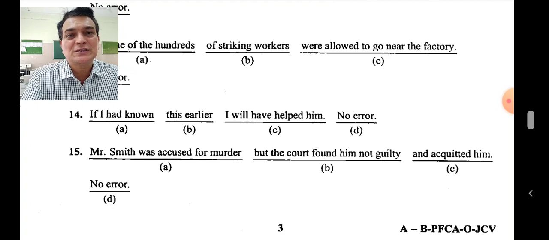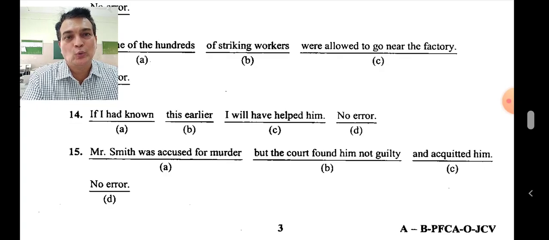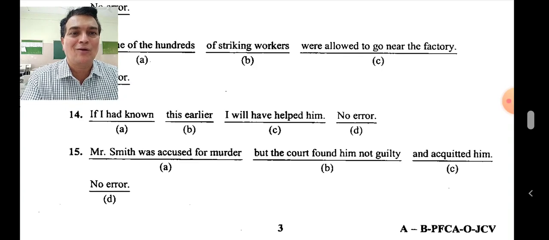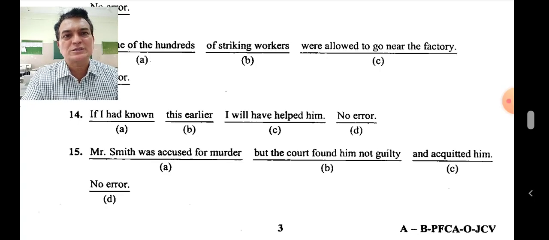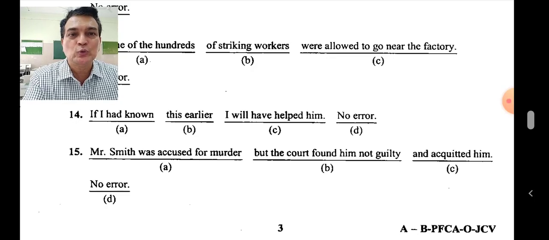Now here, the 14th one. If I had known this earlier, what? See here. The first clause, conditional sentence. In this conditional sentence, the first clause is in past perfect tense, imaginative past. If I had known. So naturally, what will be there? C, I would have. Not I will have. I would have. So C is the answer here. Mr. Smith was accused for murder. See, remember, accused. Accused of.